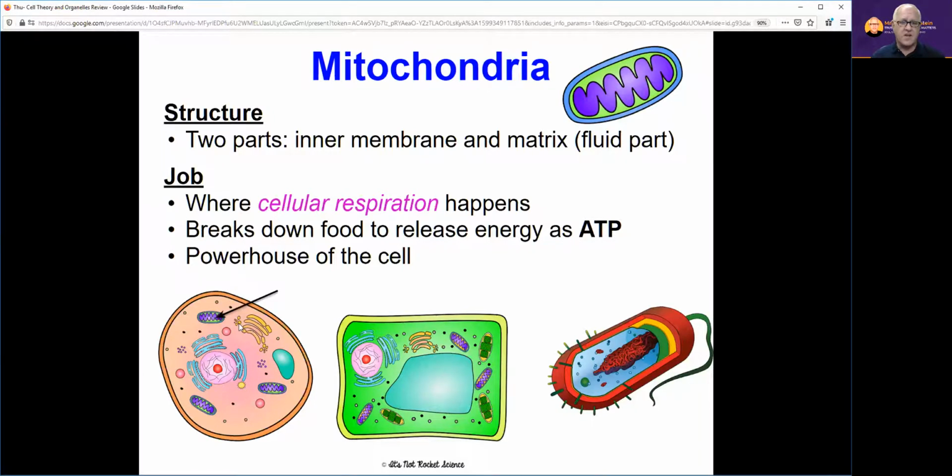You have a mitochondria in an animal cell. You have a mitochondria in a plant cell, but you do not have a mitochondria in the bacteria cell.